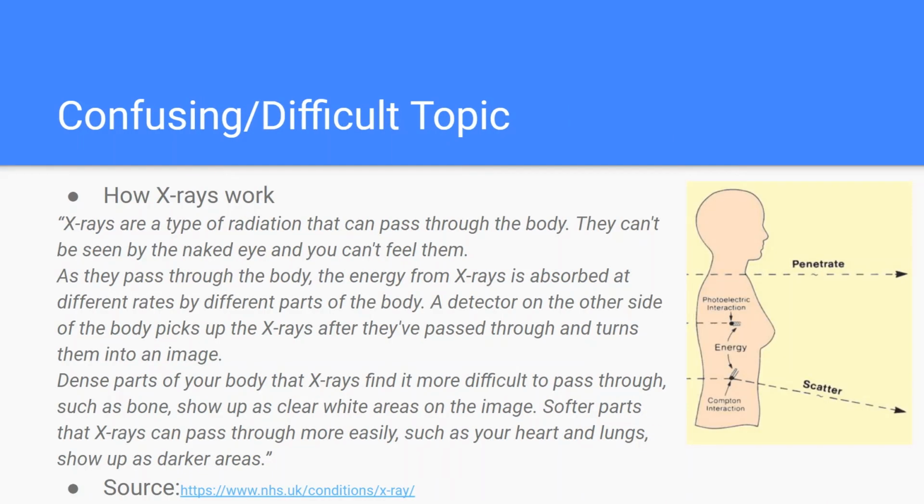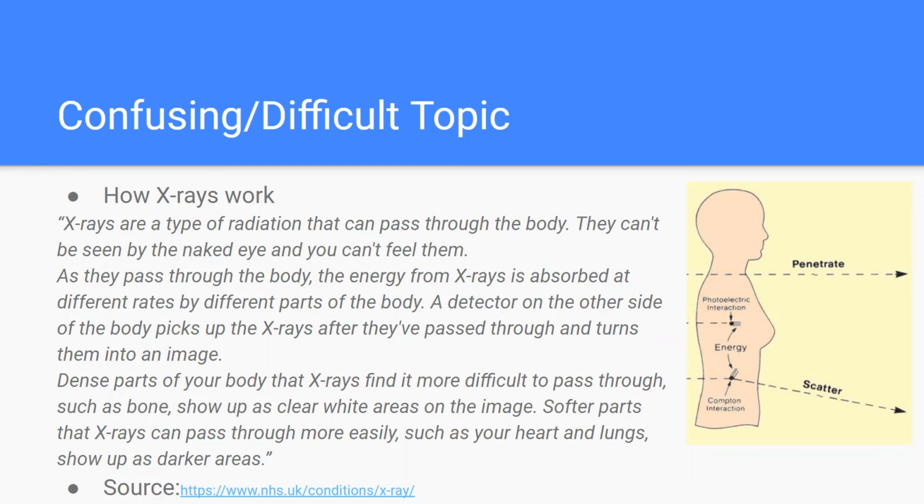Something that I thought was interesting to look more into was how electromagnetic radiation actually works, because it was kind of confusing in terms of just looking at the E field of moving charges. And so I thought it would be better to look at how X-rays work. Based on the NHS website, it says X-rays are a type of radiation that can pass through the body, as you can see on the right.